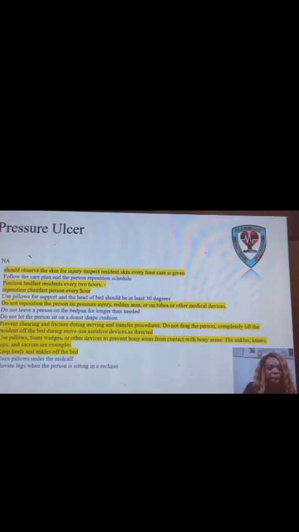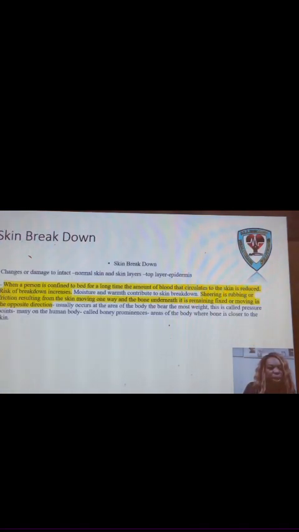The care that we provide should help us to prevent skin breakdown, which ultimately leads to pressure ulcers. Skin breakdown is changes or damage to intact or normal skin and skin layers. You need to know that the top layer of skin is called the epidermis. When a person is confined to the bed for a long time, the amount of blood that circulates to the skin gets reduced, which puts this person at risk for breakdown. Moisture and warmth of the skin also contribute to skin breakdown.